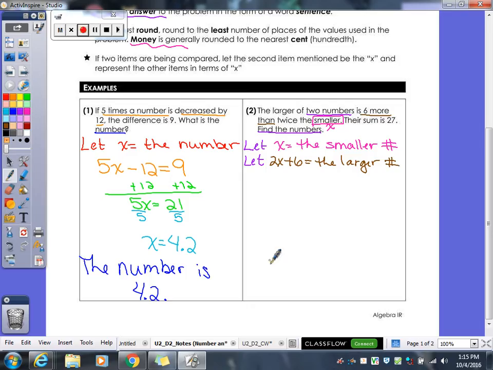In all of your word problems, you are always going to have something that is just x. X is always going to be there. So for our equation, they told us their sum is 27. Sum means we do what? Add. So my smaller number, which is x, plus my larger number is 27. So x plus 2x plus 6 equals 27. So let's have you go ahead and solve that one.